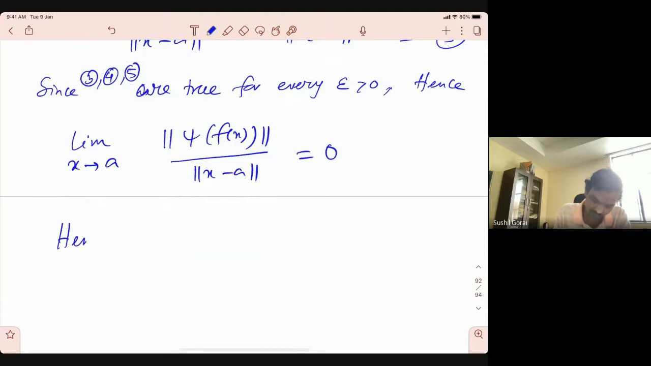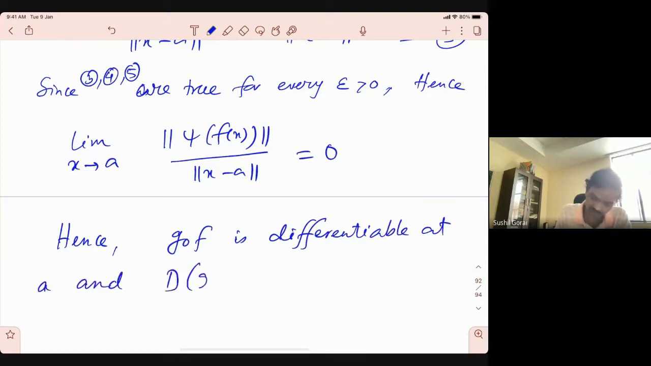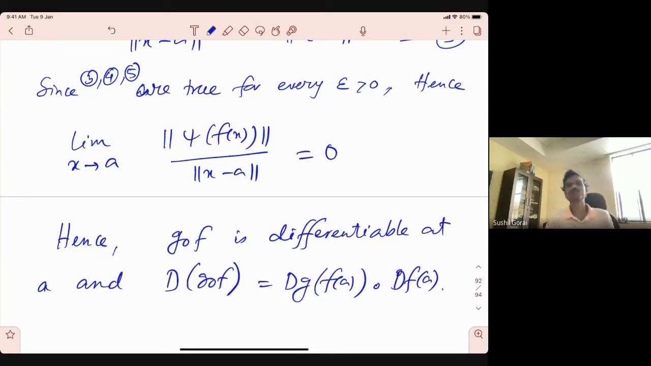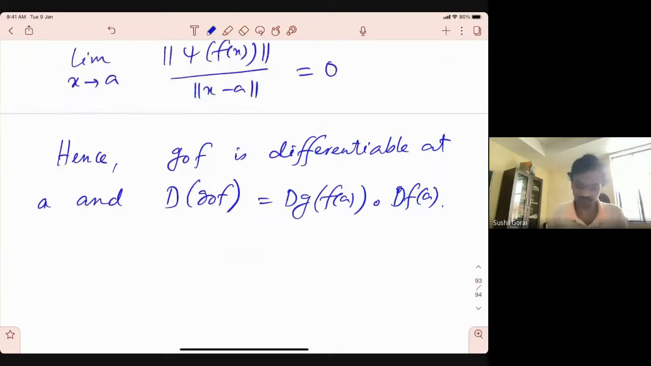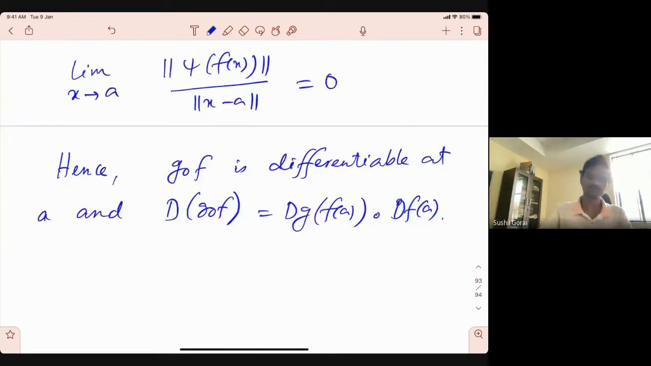Hence we get that g compose f is differentiable at a, and d of g compose f is dg at fa compose df at a. All right, so we'll see a lot of applications of this chain rule later, from next class onwards. So we'll be on chain rule for some time.